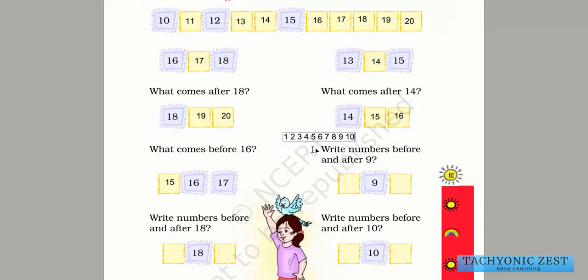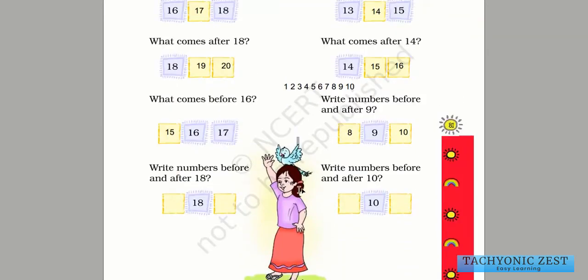Okay, so let us see what comes before 9 first. 1, 2, 3, 4, 5, 6, 7, 8, 9. So we can see that before 9, 8 comes. So we will write 8 here. And what comes after 9? So we can see 5, 6, 7, 8, 9, 10. So after 9 it comes 10. So we will write 10 here.